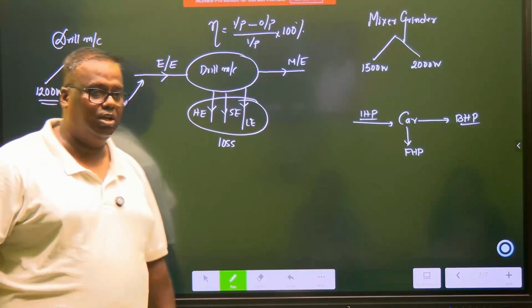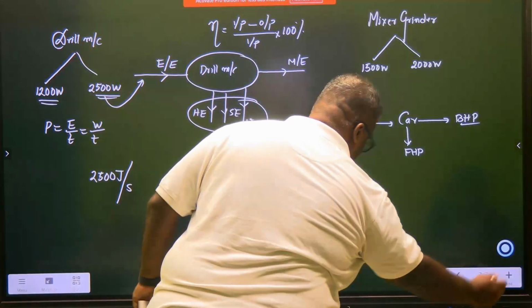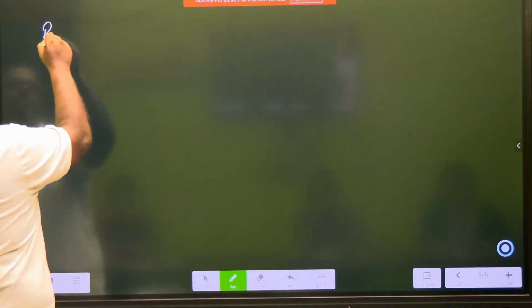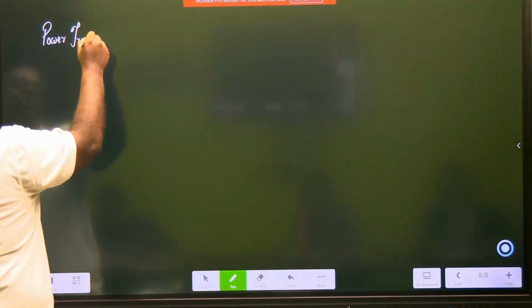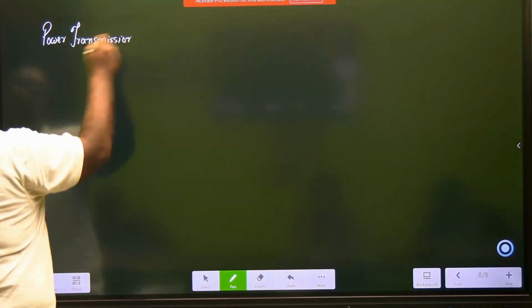So this is the conversion part. Okay, clear? Chalo. So now we go to something called power transmission. Power transmission means when you are transmitting electricity from one place to another place.